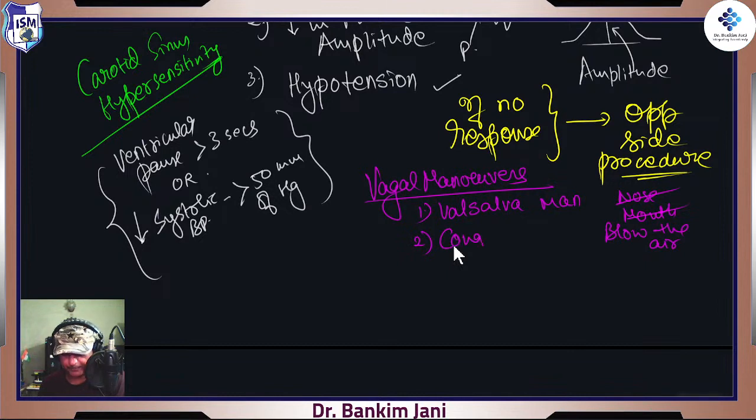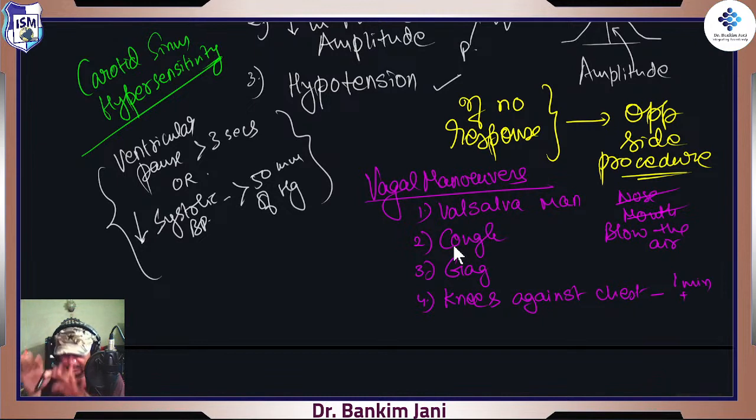Then coughing, that would slow it down. The gag reflex, that is irritating the most posterior part of the tongue by putting a finger in. Then knees: tightly bend the knees and hold them against the chest. But this is not instant, it will take at least a minute plus. So when someone holds, it will slow down the heart rate. This is very effective.